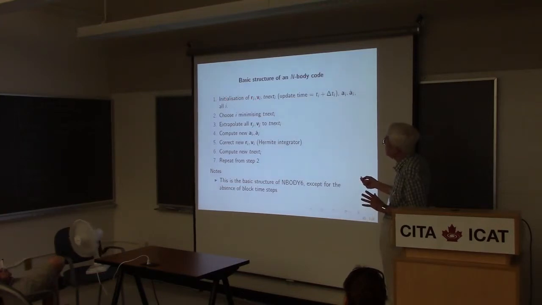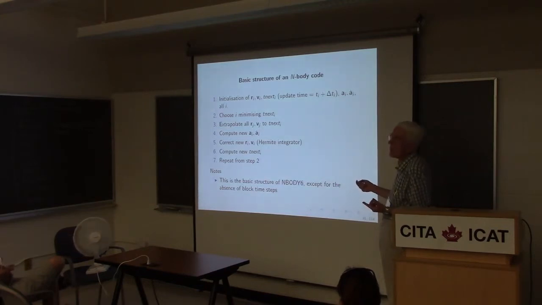You simply have to initialize the positions and velocities of all your particles. You have to figure out when's the next time to update the position and velocity of a particle. That depends on its time step. You calculate the acceleration and jerk. You choose the particle which has to be updated soonest. Now that means that you're not at the same time updating the positions of all of the other particles completely, but you do have to extrapolate their positions as well as you can to the time of the end of the time step of the particle which you've chosen to update.